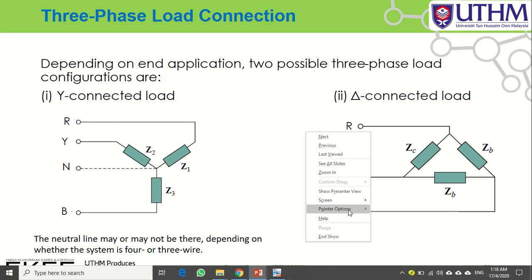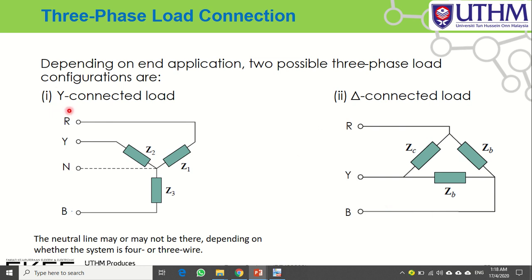Similarly for the load, we have a Y connected load. Please remember, for the notation of the load we use capital letters. For example, for the phases we use capital R, capital Y, capital B, and for the neutral we use capital N. Because the load has an impedance, we use Z: Z1, Z2 and Z3. This is for the Y connected load.